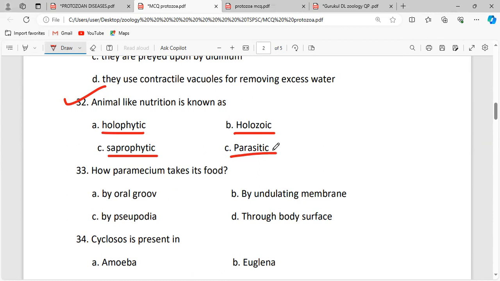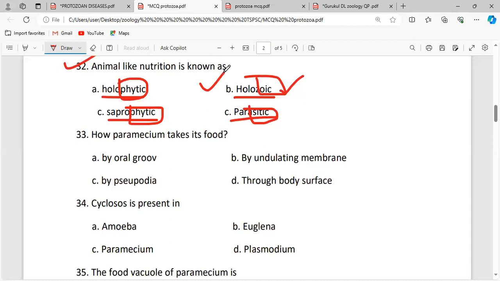What about the other one? Very good, holozoic nutrition. If they are plant-like nutrition, they are holophytic. If they are animal-like, it means holozoic. If they are host-like, it means it is parasitic. If they are dead and decaying organic matter-like, it means saprophytic. Clear? Fine. And the answer for this question is holozoic.